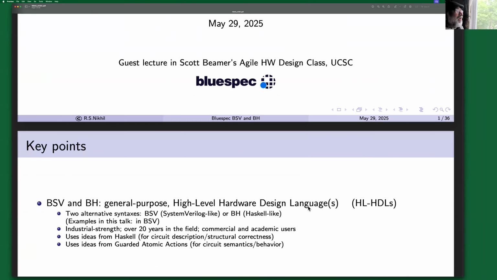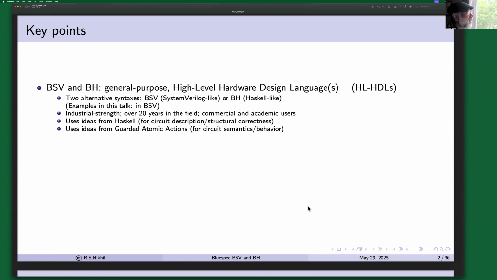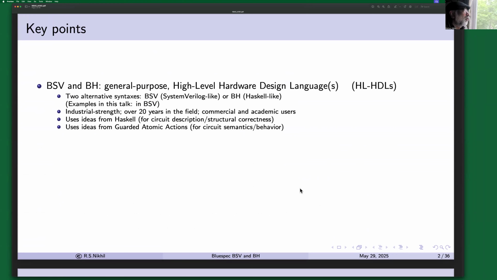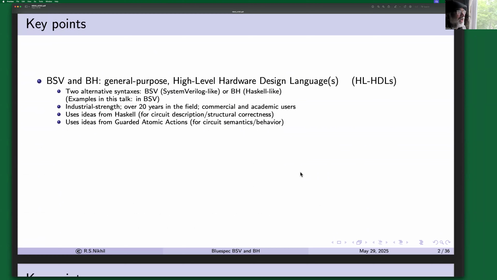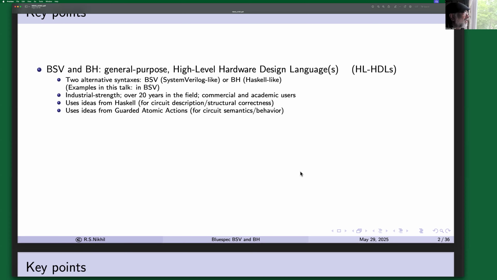Yeah, so these are the key points I want to make. I said some of these things just now. It's been open source for about 5 years, since about 2020, and you'll see in more detail, it uses ideas from Haskell for what I'd call circuit description or structural correctness, and it uses ideas from guarded atomic actions for what I call circuit semantics or behavior. I'll be saying more about this as we go along.